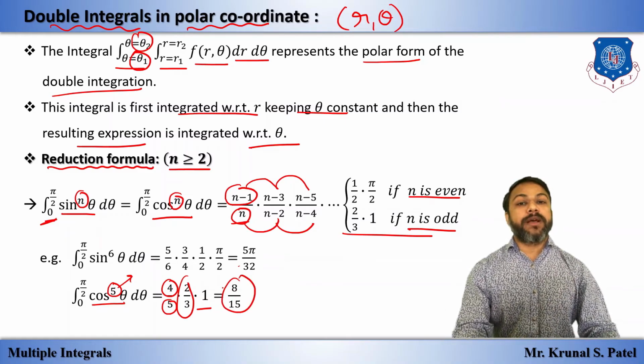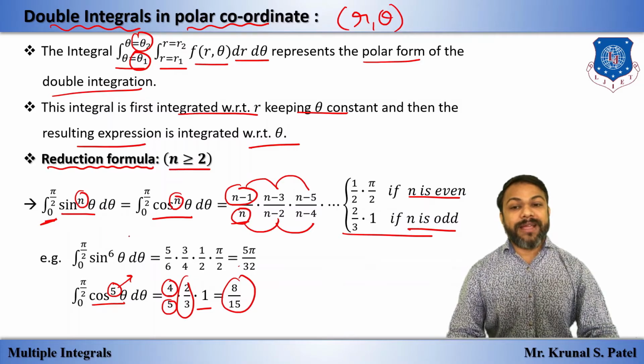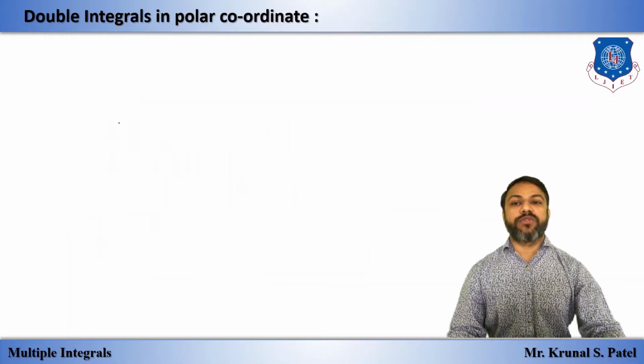Simple. Now, the same reduction formula applies when sine and cos are multiplied together. So we have this formula.